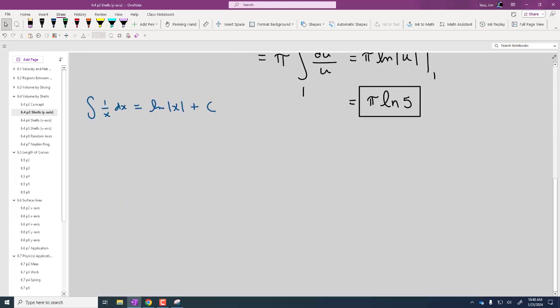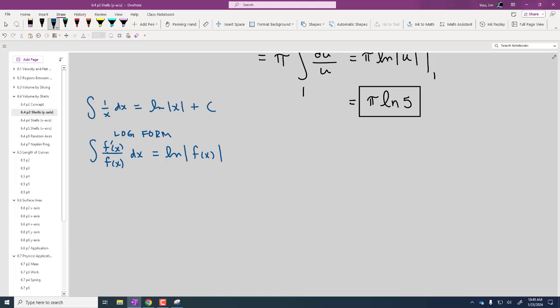So this is going to be our general, I'm going to call this log form for an integral. So log form is if you have something like this. If you have the integral of an expression like that, consider the denominator the function, and if that denominator's derivative is the numerator, this is done. There is no more work that has to be done. This is going to be natural log absolute value of the denominator.